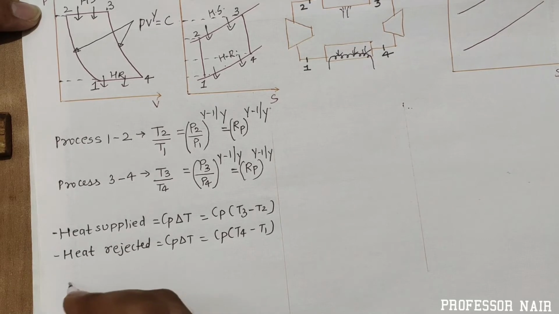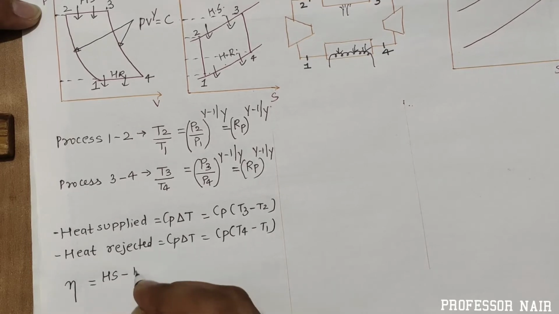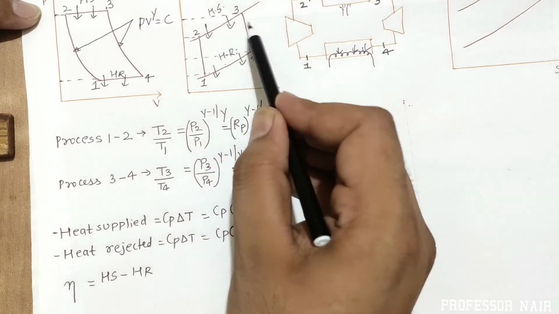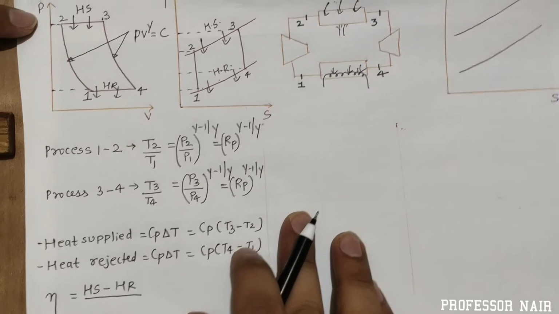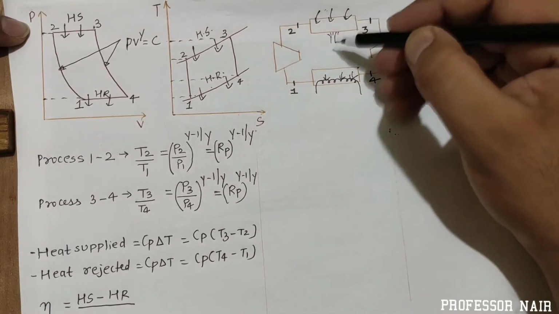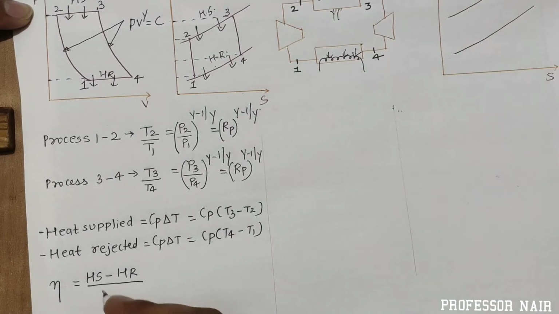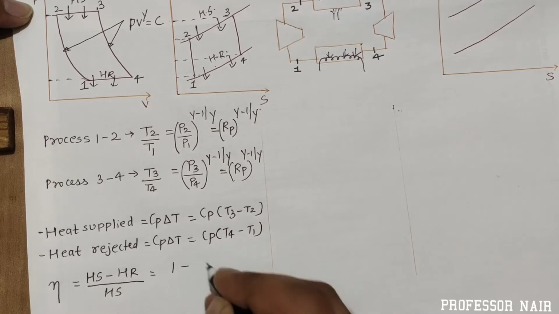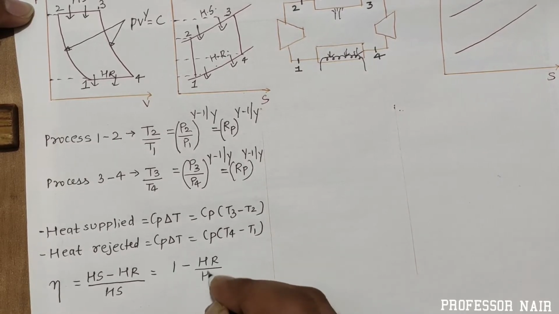But here the most important thing is we can derive the efficiency formula. The efficiency is heat supplied minus heat rejected, which means the work available, upon input. What is the input here? The input here is the heat supplied, right? Heat supplied to the combustor. So I will write here Hs minus Hr upon Hs. If I take Hs as common, it will become 1 minus Hr upon Hs.